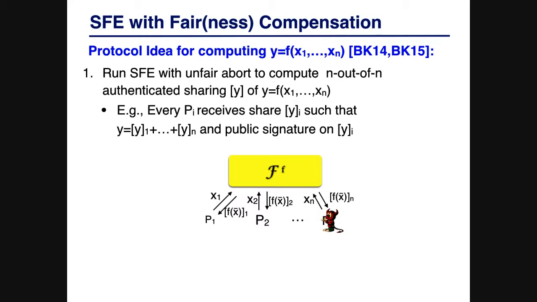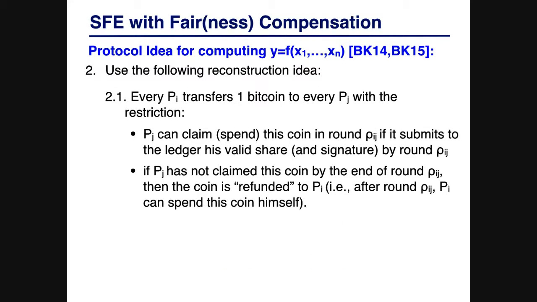It's easy to see that when this is the situation, then if we abort at this point, we haven't violated fairness, right? Why? Because the adversary has received nothing. He just has a share, which gives him no information. So now, the tricky part is to reconstruct this share in a way which is fair with compensation, as we described before. So either the output will be reconstructed or parties will get compensated. And that's where the blockchain will help.